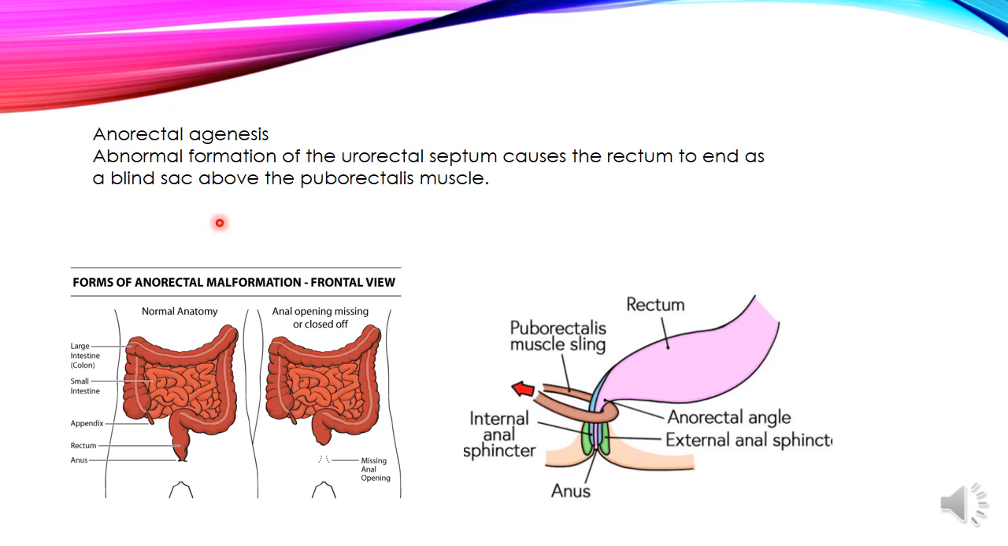Anorectal agenesis, where there is abnormal formation of the urorectal septum, causing the rectum to end as a blind sac above the puborectalis muscle. This is the site of this muscle. Here you can see this is the normal anatomy, whereas here you can see the blind end of the large intestine where the anal opening is missing.